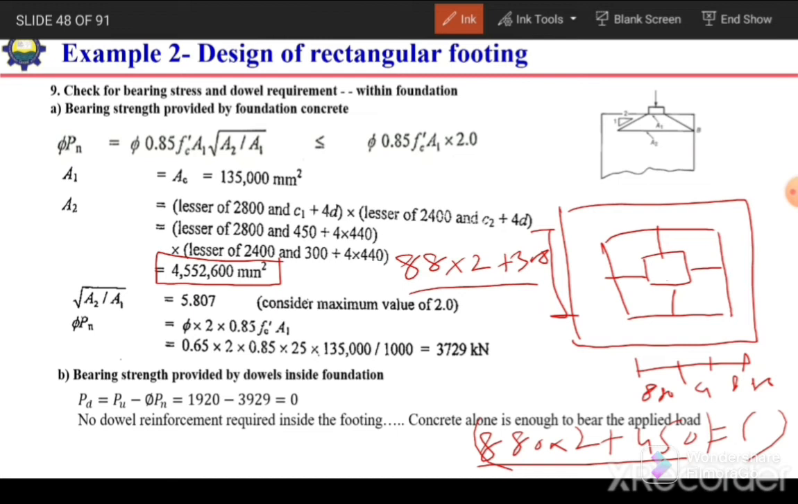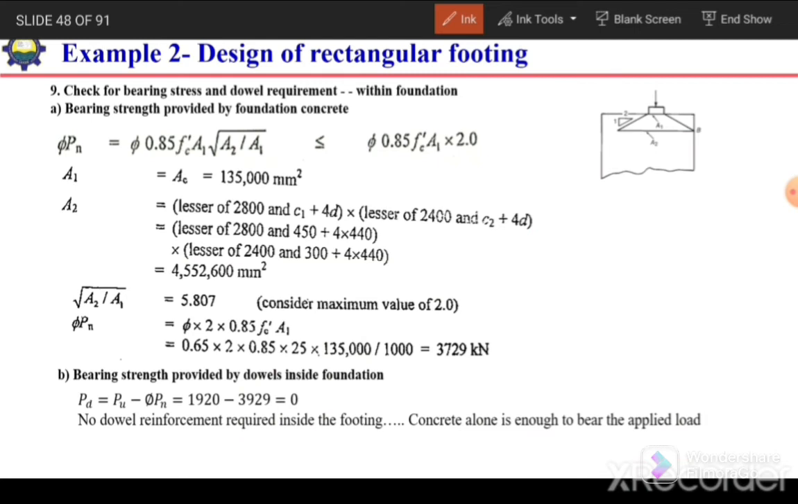So first we need to find the least projection on all four sides. Once we have the least projection of the footing slab from the face of the column, then compare it with the 2D and select the least value out of this 2D and the least projection out of all four sides. For example, if this 2D is least, then the projection on all four sides will be equal to 2D from the face of the column, and then calculate the dimension of this area at this level, and then calculate the area A2.